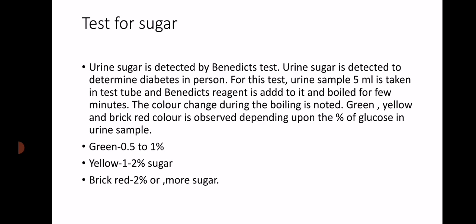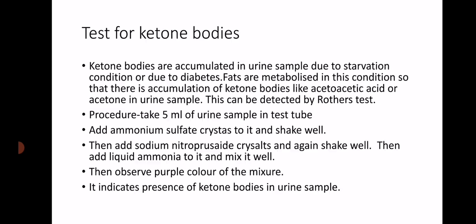Firstly we observe blue color of the urine sample, then the color changes to green, then yellow, and then brick red, depending upon the percentage of sugar. The green color upon heating after addition of Benedict's reagent indicates 0.5 to 1% of glucose in the urine sample. If it changes to yellow, it indicates 1 to 2% of sugar. If it is brick red, it indicates 2% and more. So the gradation is like this, depending upon the color changes.